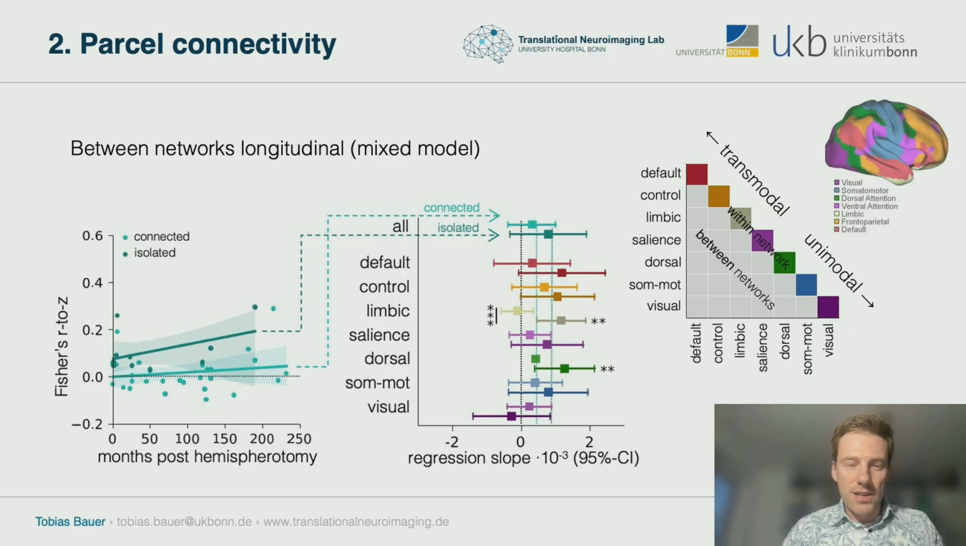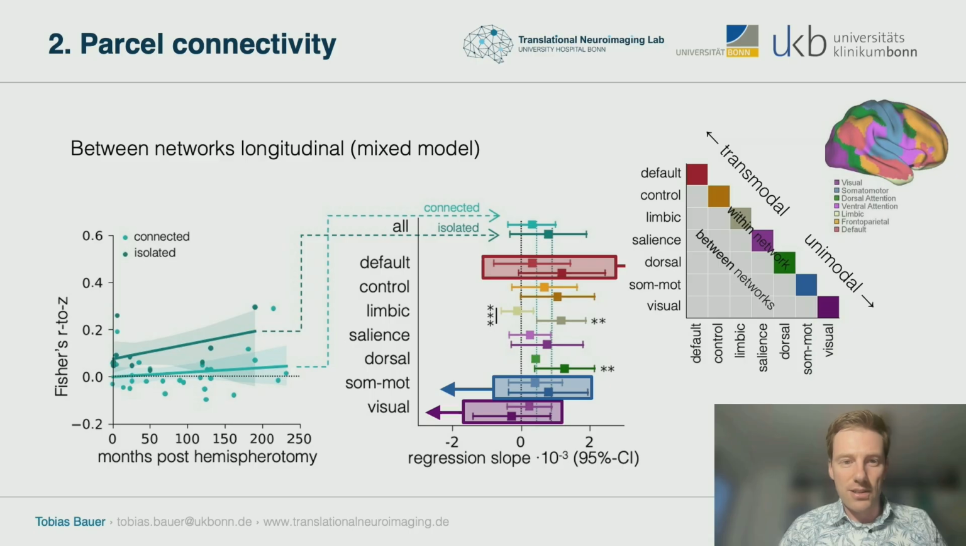And when we looked at the individual networks, we can see 2 things. The first being that this effect seems to be always stronger in the isolated hemispheres, which are shown in the darker lines or darker dots, than in the connected hemisphere with the lighter lines and dots. This is the one thing. And the second thing is that especially in the transmodal networks, the connectivity between default mode network and the other networks increases in particular, while this is less the case for unimodal networks. For the visual network, it decreases actually a little bit even.